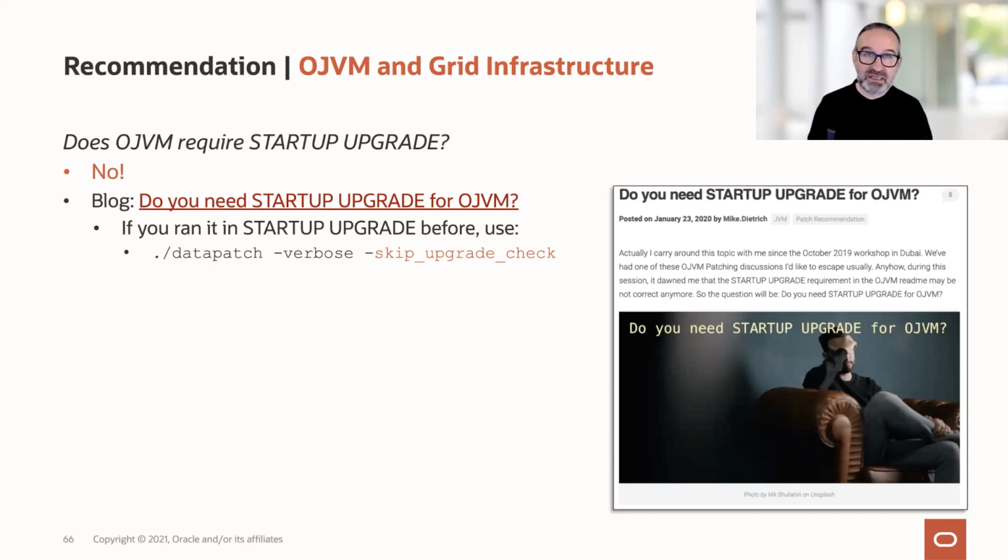If you had done a startup upgrade before to apply OJVM, then you need to use datapatch -verbose -skip_upgrade_check. This applies only on the same release. If you used that on 12.1.0.2 and now you're on 19c, you don't care. But if it's still the same release and you used the startup upgrade before, then the patch will have a sort of memory and tell you no, I need a startup upgrade. Then you call datapatch with -skip_upgrade_check and all will be good. So no need for that.